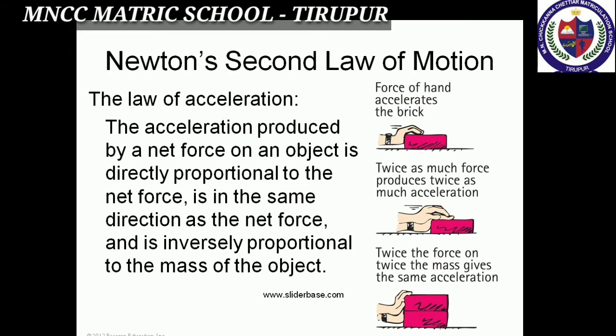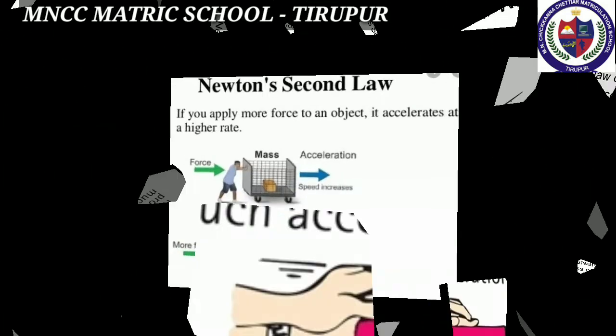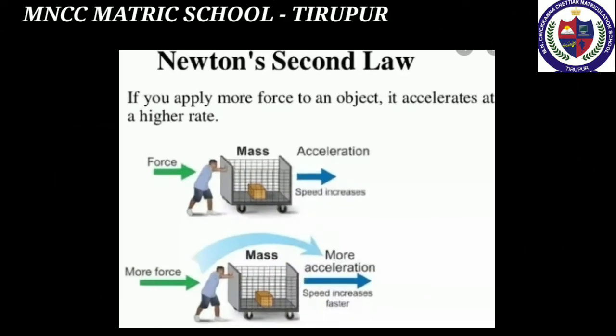Now we will learn about Newton's second law of motion. According to this law, the force acting on a body is directly proportional to the rate of change of linear momentum of the body, and the change of momentum takes place in the direction of the force. So, force is directly proportional to rate of change of momentum. This law helps us to measure the amount of force, so it is also called the law of force.